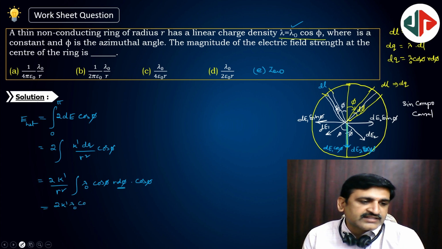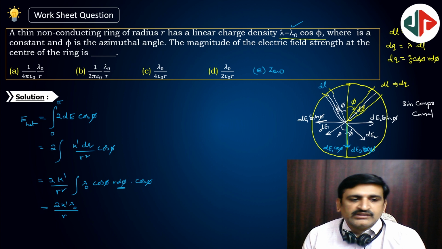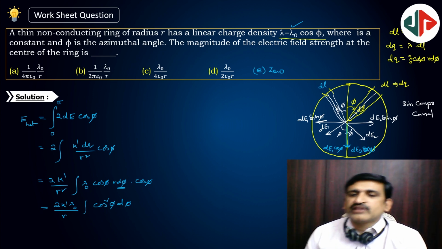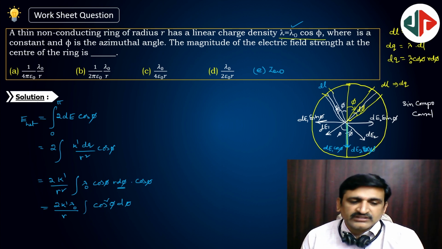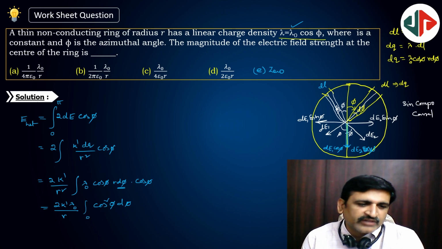One r gets cancelled here, so in the denominator r will be there. Anything else? Cos square phi d phi. Cos square phi shouldn't be integrated directly. It should be converted using 1 plus cos 2 theta equal to 2 cos square theta. Using that you have to convert it and integrate. I don't want to waste the time.